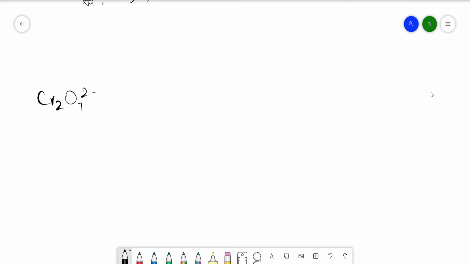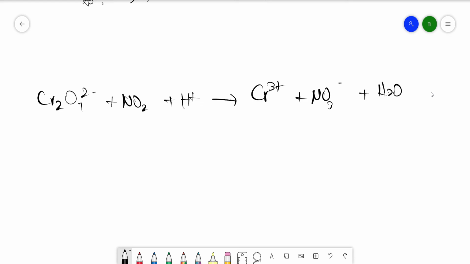Cr2O7 2- + NO2 + H+ gives Cr3+ + NO3- + H2O. Go ahead and attempt this. So we did it before, so this would be +6, right? Cr would be +6 if I'm not mistaken. Just let me confirm. Yes, so Cr would be +6, and this would be -2, right?